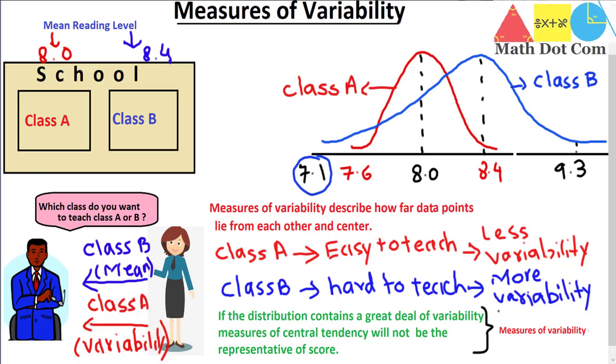Just like in measures of central tendency, we have the mean, median and mode to measure the central tendency, we do have different measures of variability. So what are the most commonly used measures of variability? These are range, interquartile range, standard deviation and variance. These are the four most commonly used measures of variability. But the most commonly used among these four is the standard deviation.